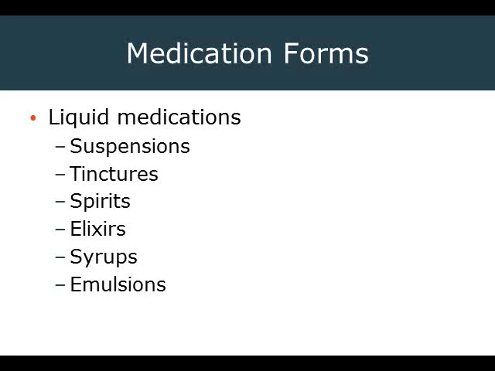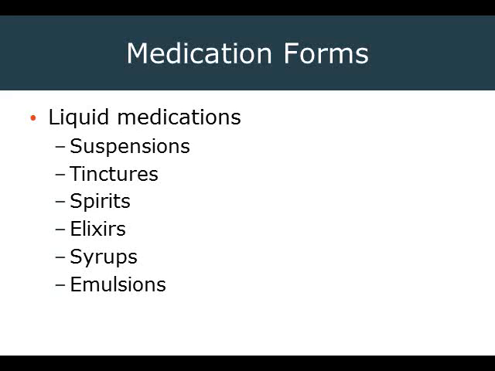Spirits are meant to be taken orally, and these are also a medication in alcohol. Tinctures are alcohol for topical use. Spirits are alcohol meant to be ingested. We can also have elixirs. Elixirs are produced by mixing a medication with a sweetener or a flavor for oral administration. A lot of cough elixirs, cough syrups, are probably also considered elixirs.